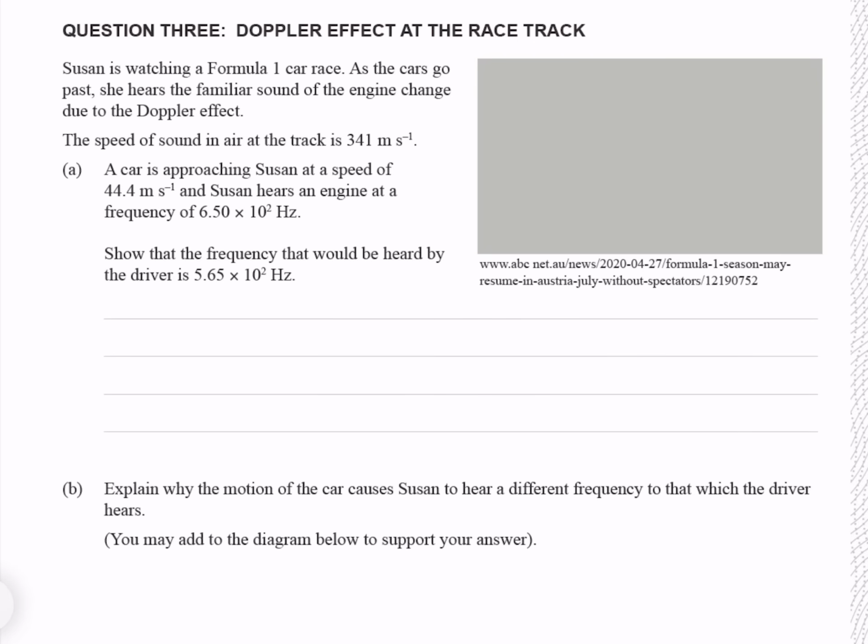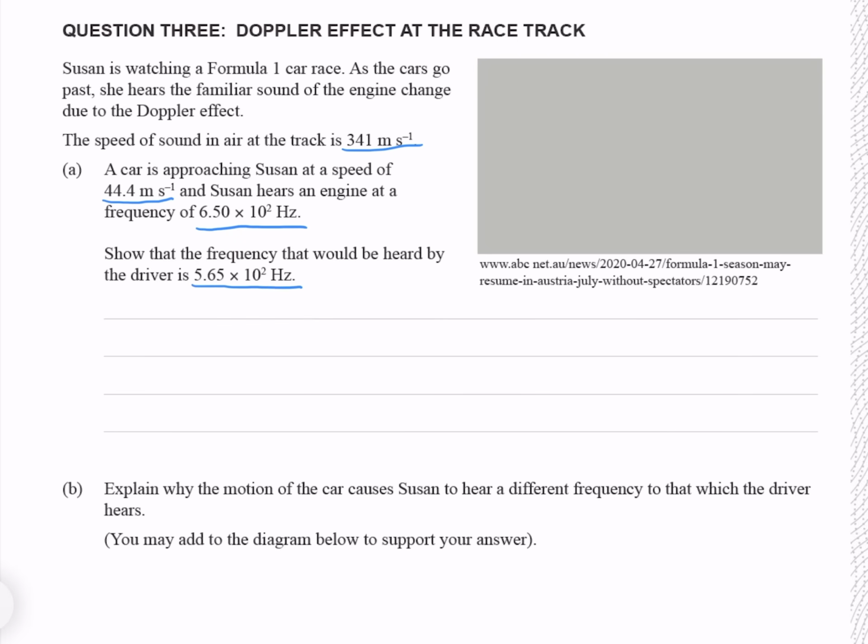Question 3. Susan is watching a Formula 1 car race. As the cars go past, she hears the familiar sound of the engine change due to the Doppler effect. The speed of sound in air at the track is 341 meters per second. A car is approaching Susan at a speed of 44.4 meters per second, and Susan hears an engine at a frequency of 650 hertz. Show that the frequency that would be heard by the driver is 565 hertz.